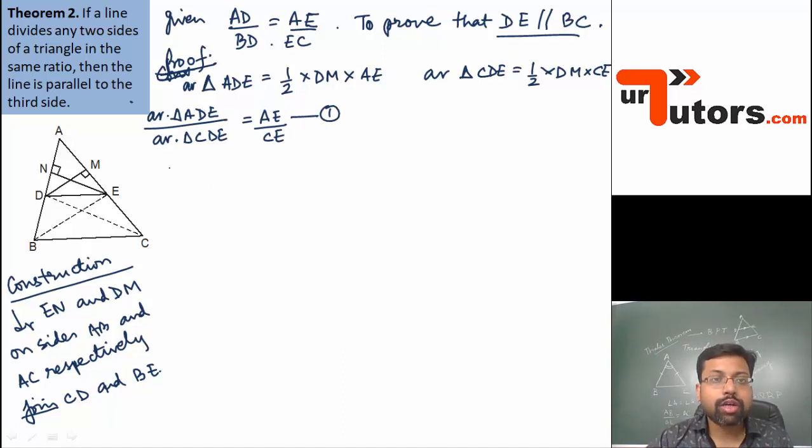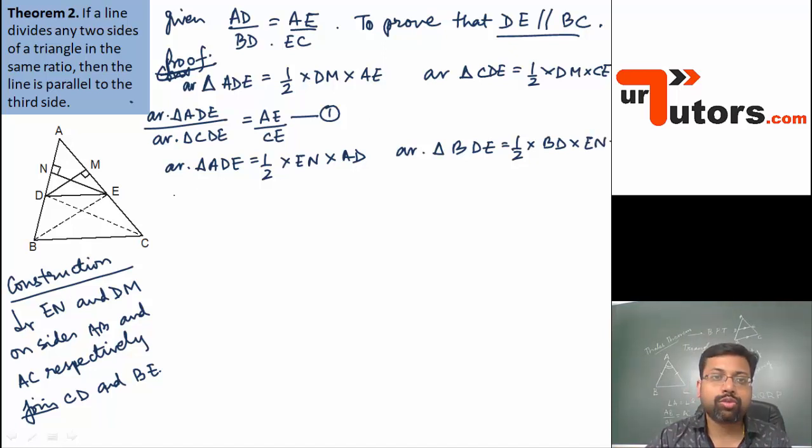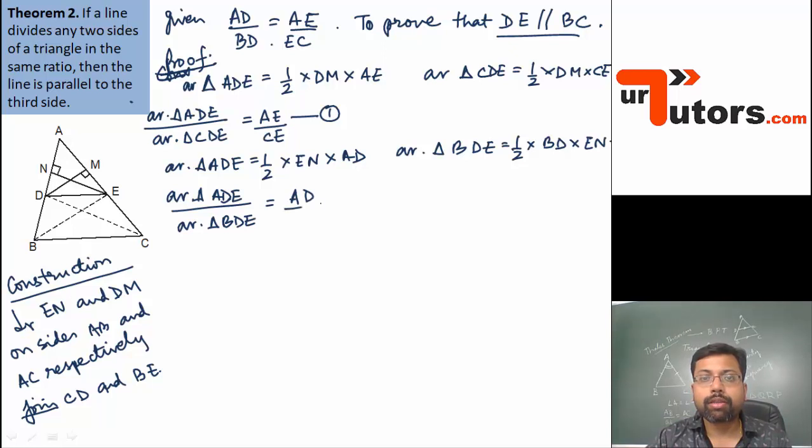Similar to this, again you have area of triangle ADE is equal to half into, what would it be? EN into AD. And area of the second triangle, what did we take? It was BDE. And in here the area is going to be half into base, which is BD, into EN. Again we take the ratio, so we have area of triangle ADE by area of triangle BDE is equal to AD by BD.